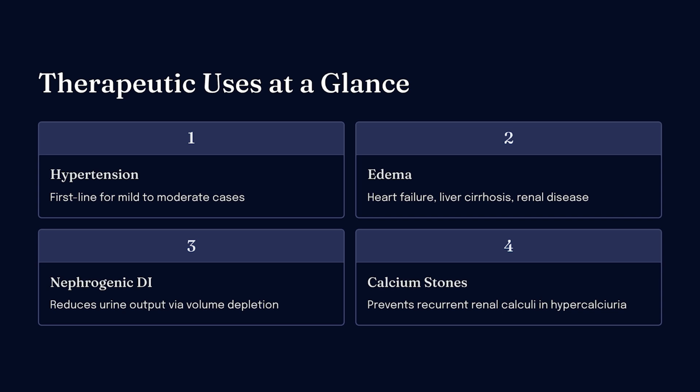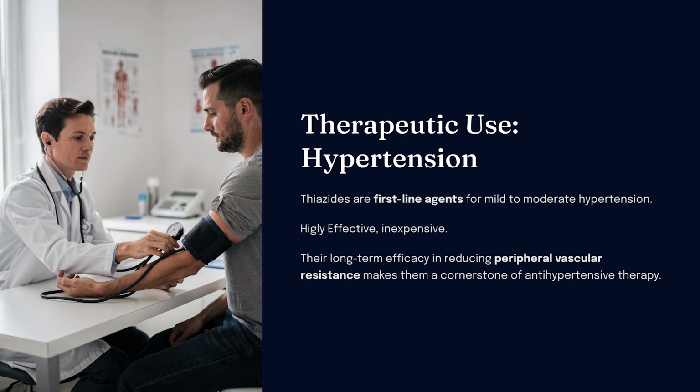4. Prevention of calcium stones. They decrease urinary calcium excretion, helping prevent recurrent renal calculi due to hypercalciuria. Therapeutic use. Hypertension. Thiazide diuretics are first-line agents for the treatment of mild to moderate hypertension. They are highly effective, inexpensive, and have consistently been shown to reduce cardiovascular complications, including stroke and heart failure.